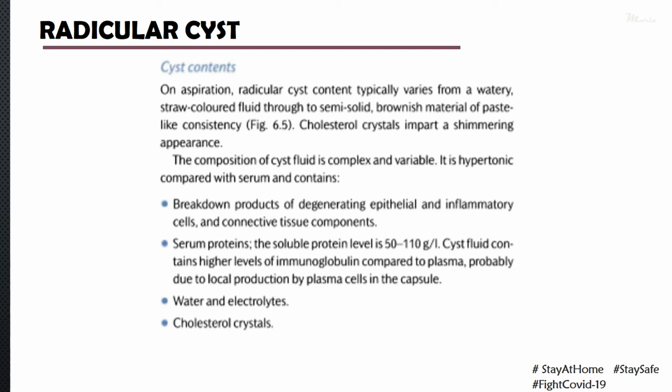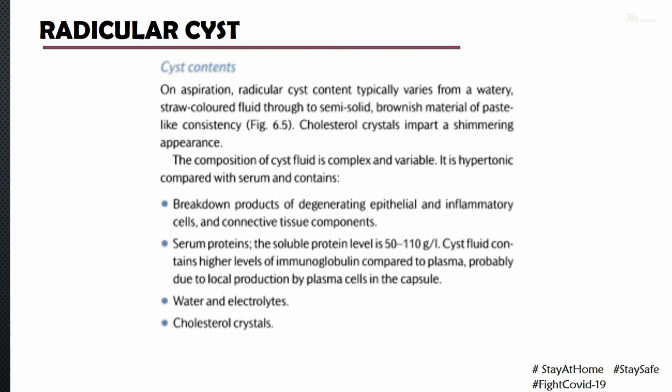So, in case of a radicular cyst, the cystic fluid upon aspiration may be watery to straw-colored fluid. It may also be a semi-solid brownish material of paste-like consistency. On some occasions, shimmering cholesterol crystals may also be encountered in the cystic fluid. The fluid in a radicular cyst is composed of breakdown products of degenerating epithelial cells and also contains the inflammatory cells and connective tissue components.